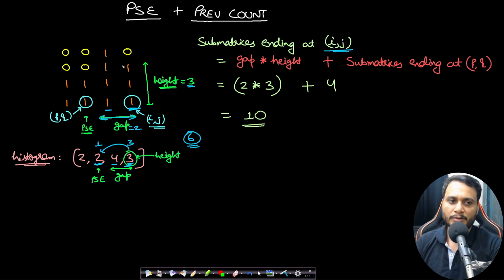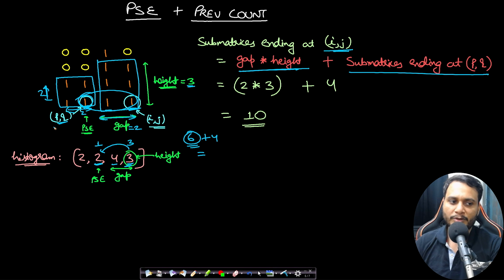But 6 is not the total count. 6 is the count that you get from this region only. If you look at this region, the count of valid submatrices ending at p, q will be 4, which is by this height 2 and this gap 2. So this 4 needs to be added here as well, because these can all be extended to end at i, j, which I have already explained. That is why we will be considering gap times height plus the submatrices ending at p, q as well, and that will be 3 times 2 plus 4, which is 10.